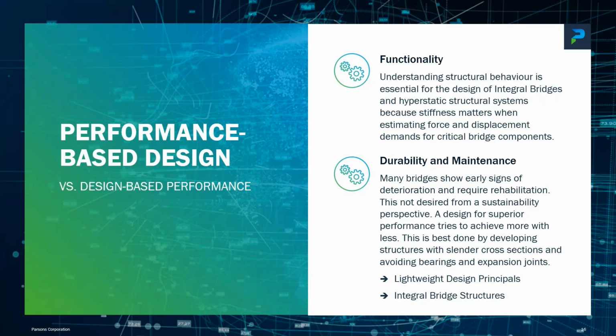When it comes to durability and maintenance, I put these two aspects together because they are related to each other. We know that many bridges show early signs of deterioration and already require rehabilitation during their service life. This is definitely not desired from a sustainability perspective. A design for superior performance, the best that you can do, tries to achieve more with less. This is best done by developing structures with slender cross-sections, as I mentioned before, and by avoiding bearings and expansion joints. That leads straight into lightweight design principles: when we talk about slender members and bridges without bearings and joints, we're talking about integral bridges.